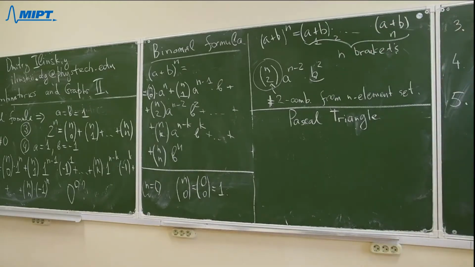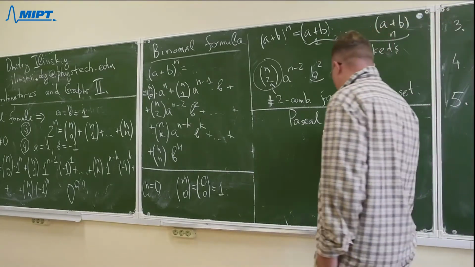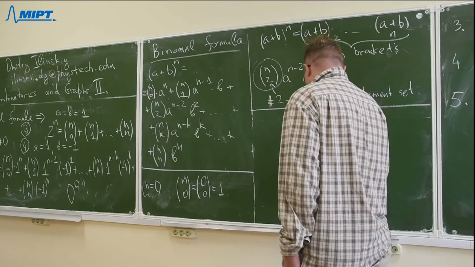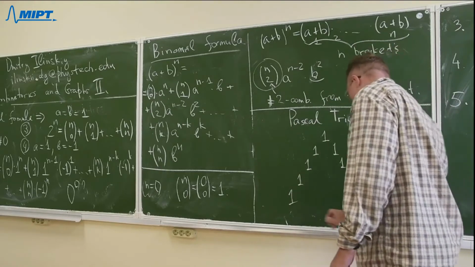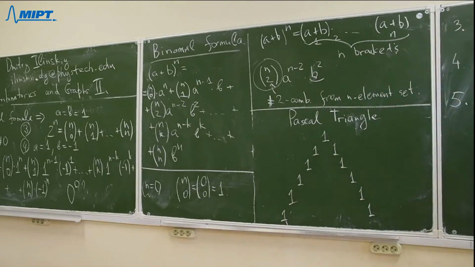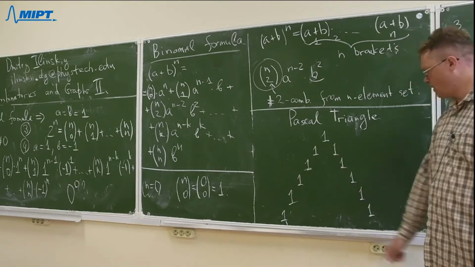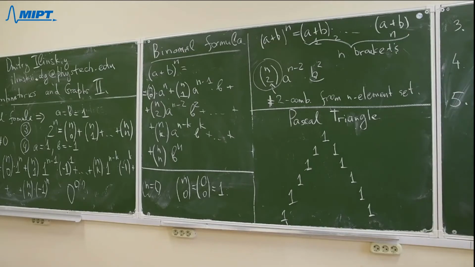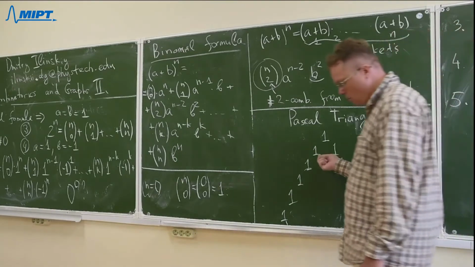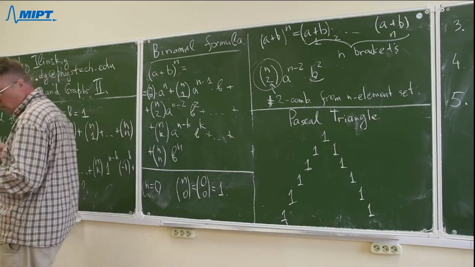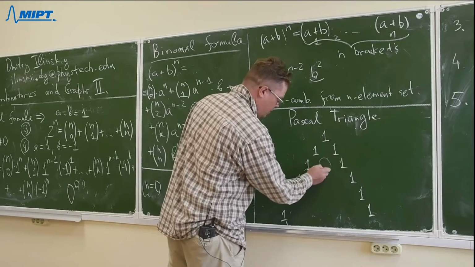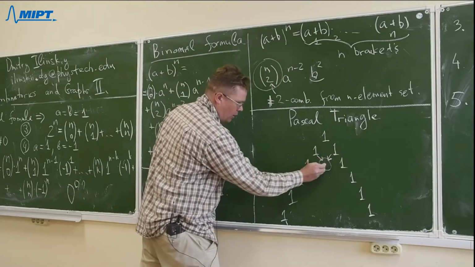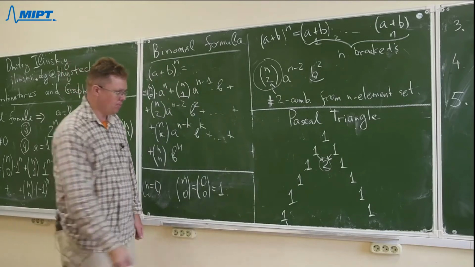And so this is a triangle where on the border of this triangle we just put ones, and then we hold the following rule. If we want to find the number in the newest line, we just take the sum of the two numbers above this element. So this element will be the sum of this 1 and 1, and so here will be number 2.